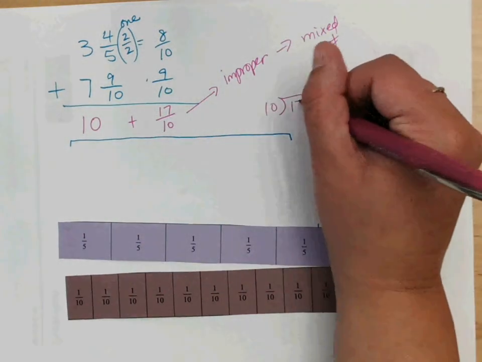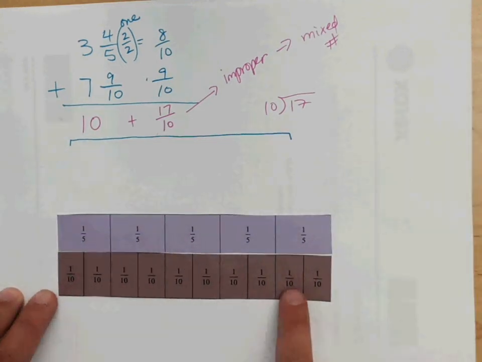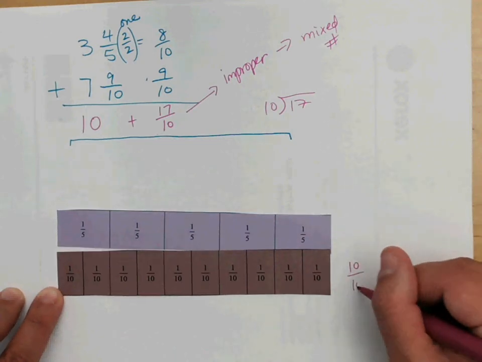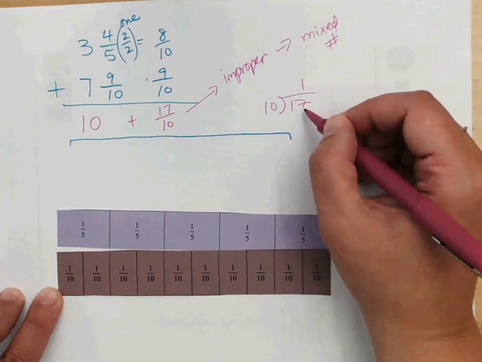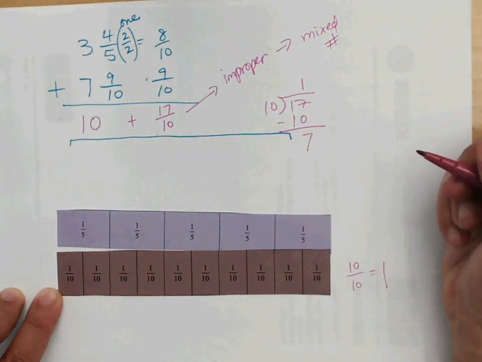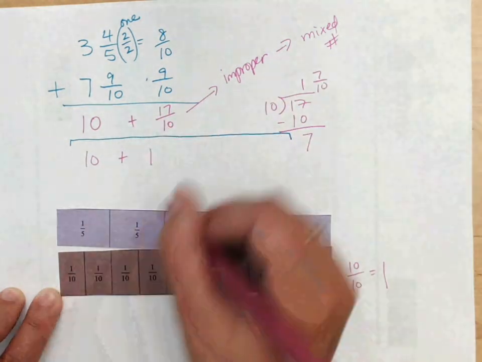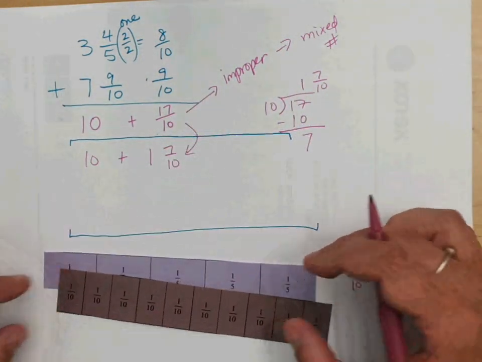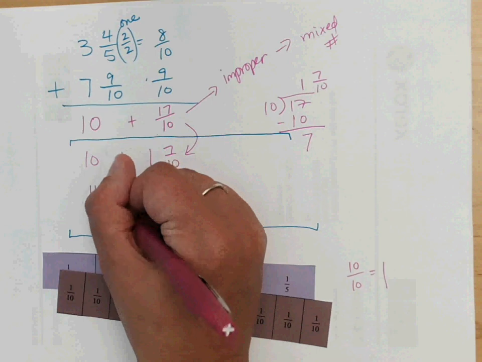10 into 17, right? How many wholes essentially could I make? How many tenths do I need to have a whole? 10 tenths. 10 tenths equals 1 whole, right? So 10 goes into 17 one time. What's 1 times 10? 10. If I subtract, I have 7 left over. That's 7 tenths. So 10 plus 1 and 7 tenths, because that just changed to a mixed number. If we add those together, what do we get? 7 tenths.